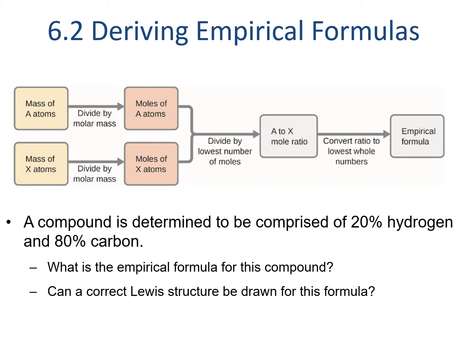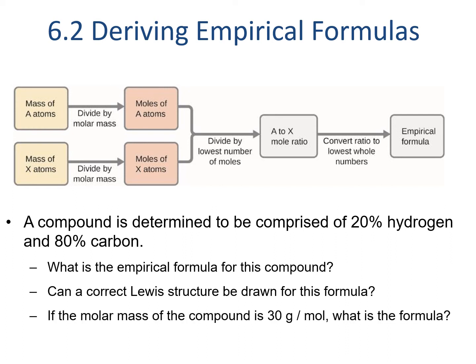If you try to draw a Lewis structure for CH3, you can quickly identify that CH3 cannot have a correct Lewis structure. There are only 7 valence electrons. So this correct empirical formula is associated with a different molecular formula. Now, if we're given a molar mass for this compound of 30 grams per mole, we can find what the actual formula is. Go ahead and give it a shot.